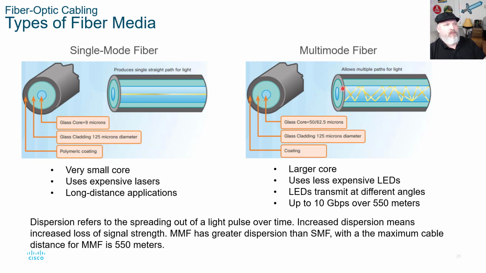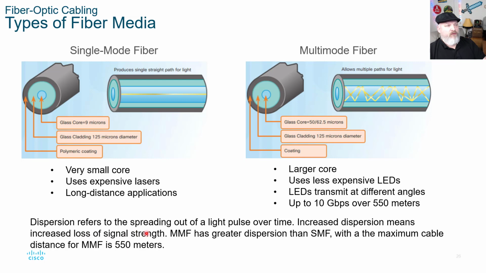The multimode fiber, I'm not saying that right. Multimode fiber has the same structure, but the light waves bounce through the cable because we're sending multiple paths of light through there. It goes beyond this class how that works, but you can do some research if you're interested in how that actually works. You bounce multiple beams of light through the glass, and it allows for multiple paths. It has a larger core. It uses less expensive LEDs. LEDs transmit at different angles, and it's up to 10 gigabits per second over 550 meters. So much longer distances than copper.